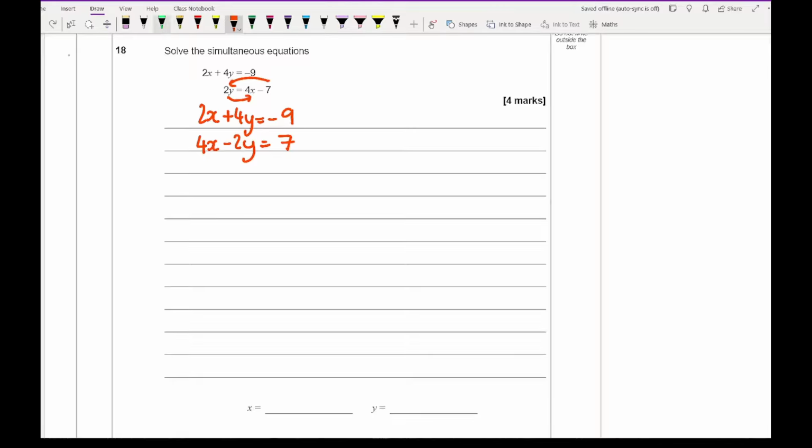Now, again, you can choose between either making the x the same or the y the same. It's entirely up to you. I'm just going to do the top one. So if I multiply that by 2, I get 4x plus 8y equals minus 18, and leave the second equation alone. So I've got 4x minus 2y equals 7.